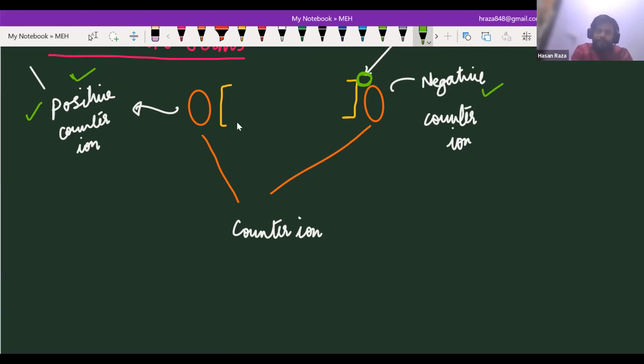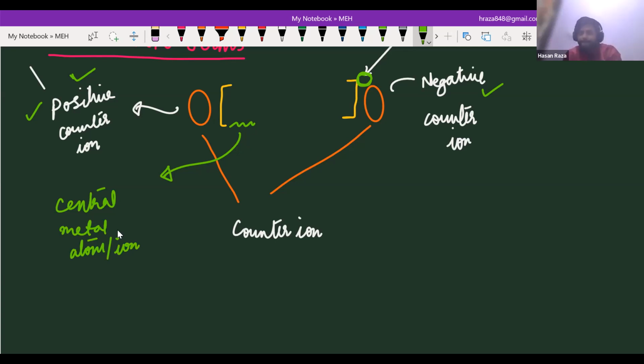Now see, after this bracket, you will get the central metal atom or ion. We call it the central metal atom or ion. Is that clear? Please do speak up, Nafisa and Fawaz.